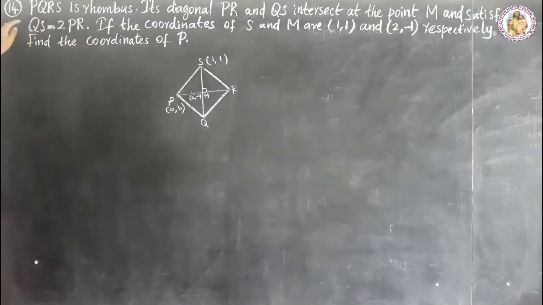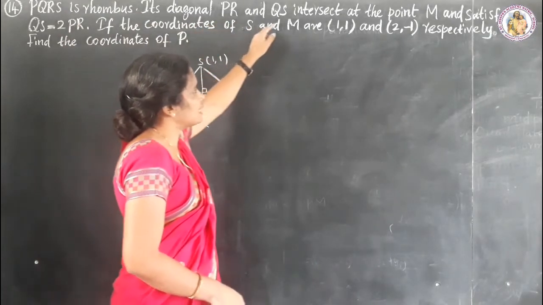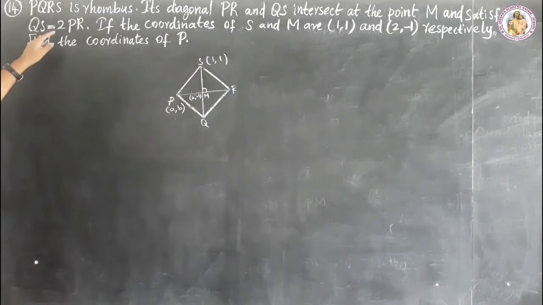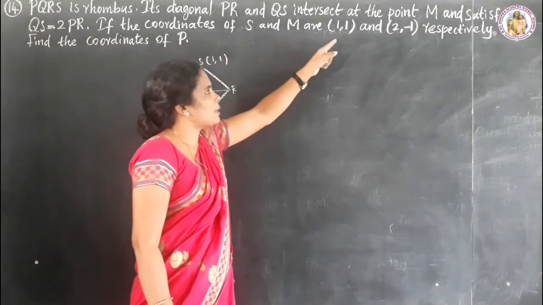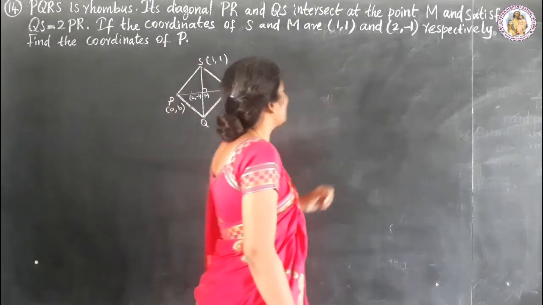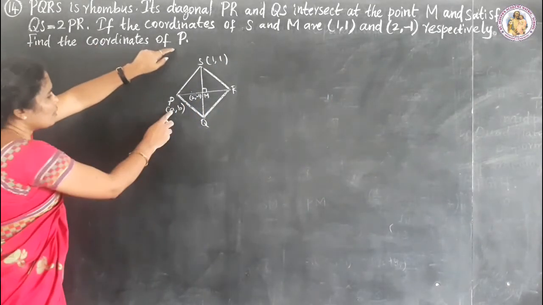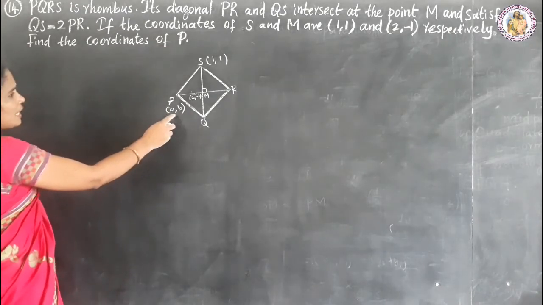Question number 14. PQRS is a rhombus. Its diagonals PR and QS intersect at the point M and satisfy QS is equal to 2PR. If the coordinates of S and M are (1, 1) and (2, -1) respectively, find the coordinates of P. Okay, now here the point P is (a, b). You have to find the coordinates of a and b.